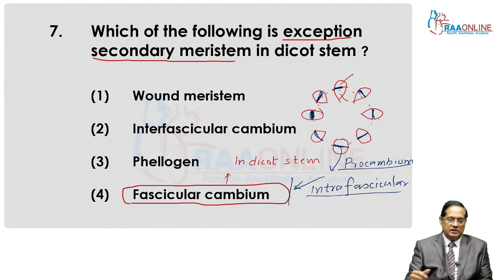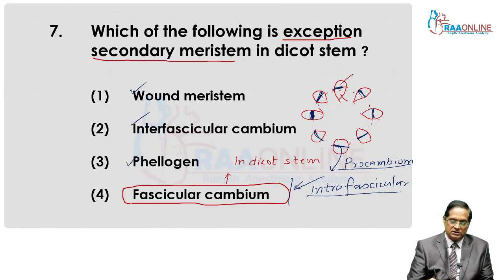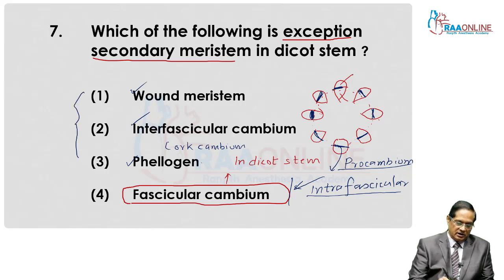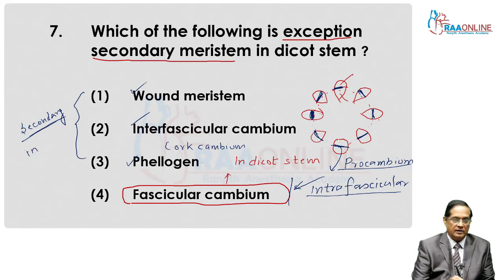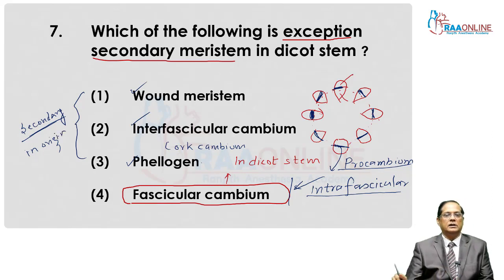This is also secondary meristem on the basis of origin. Phellogen is also known as cork cambium. So all these are secondary meristem on the basis of origin. They are secondary in origin except fascicular cambium.